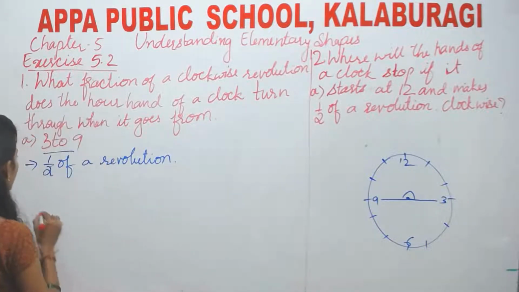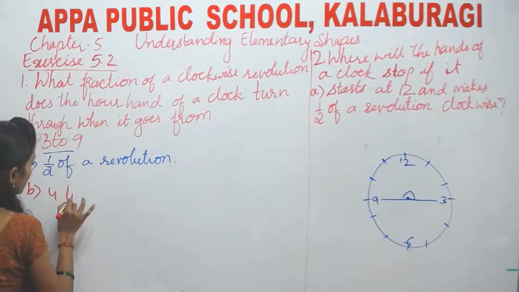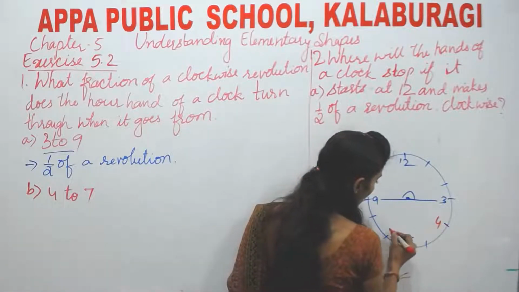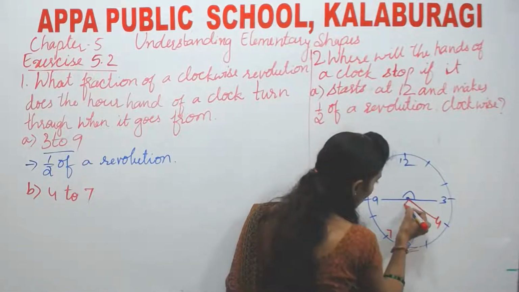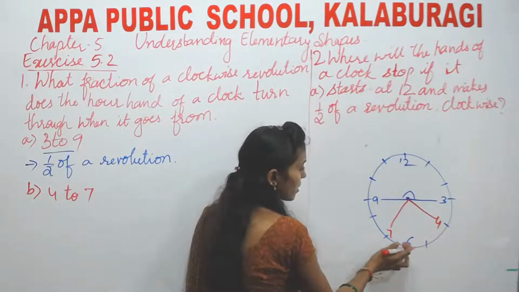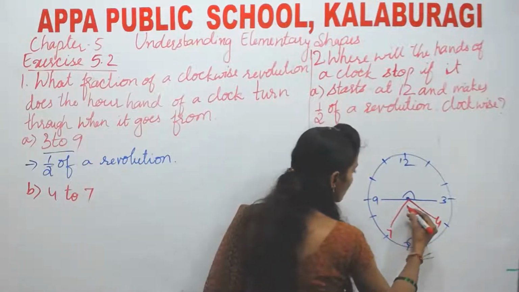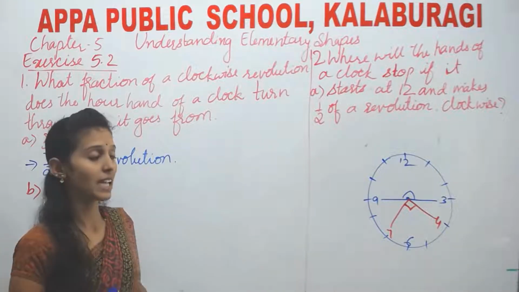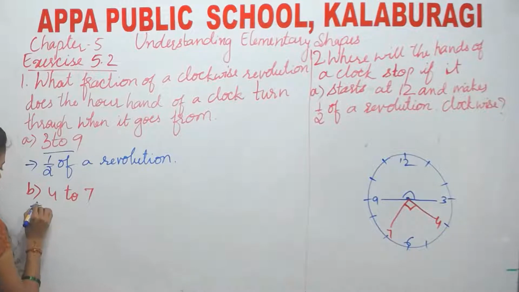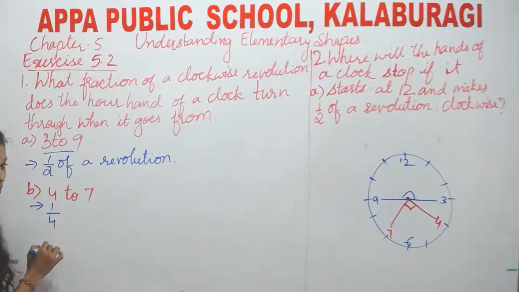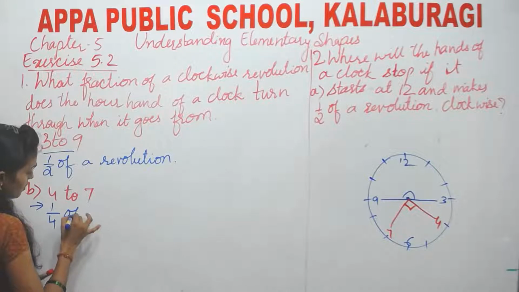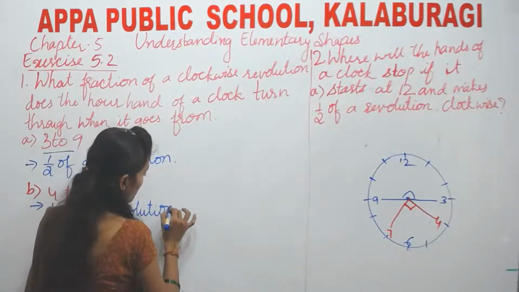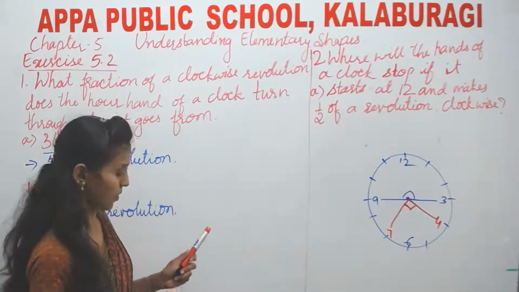4 to 7. Come on, see here. This is 4. This is 7. From here to here. So how many hours? 3 hours. So this is the right angle. Okay, one right angle. How many revolution? It is nothing but 1 out of 4, right? 1/4 of a revolution. Then next one.